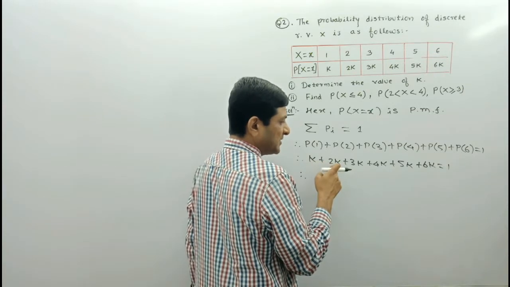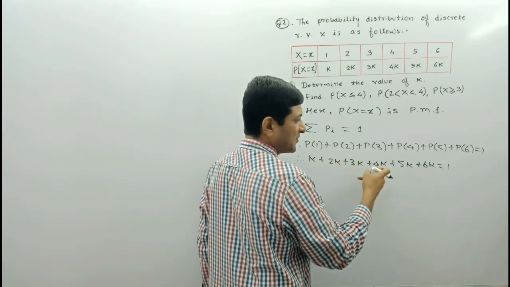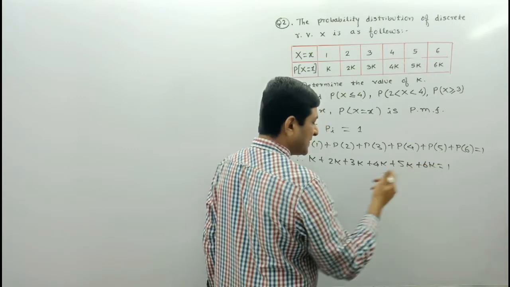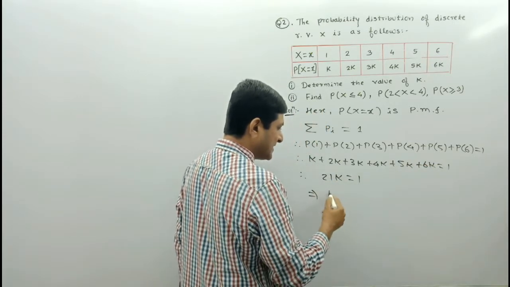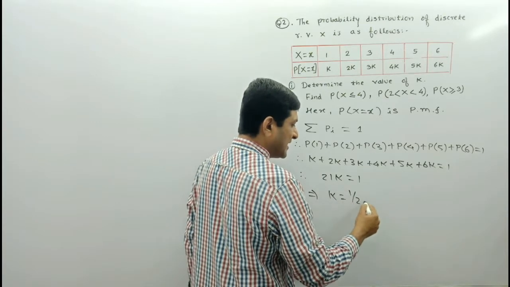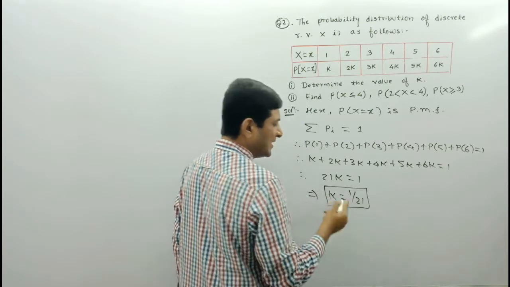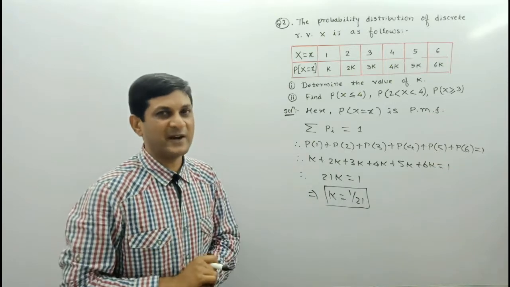Now collect the terms of k. So k plus 2k is 3k, 3 plus 3 is 6, 6 plus 4 is 10, 10 plus 5 is 15, 15 plus 6 is 21. So 21k is equal to 1, which implies that k is equal to 1 divided by 21, 1 upon 21. In this way we have got our first required value k.